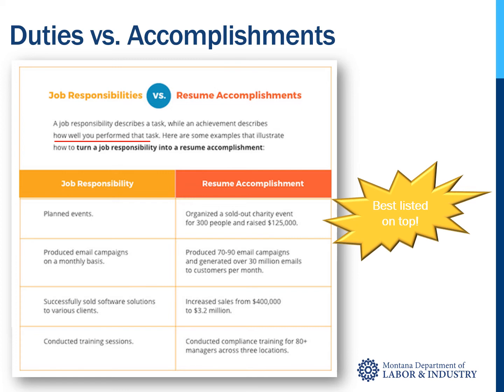And then list them, the best stuff at the top of your list. On the screen here, we can see job responsibilities on the left side and resume accomplishments on the right side, telling them how well we performed. So we have planned events, or organized a sold-out charity event for 300 people and raised $125,000.